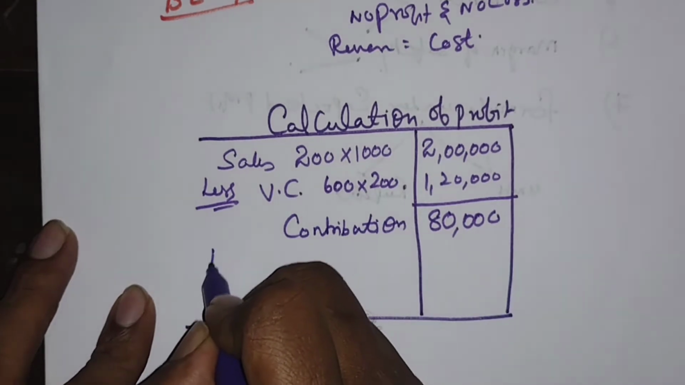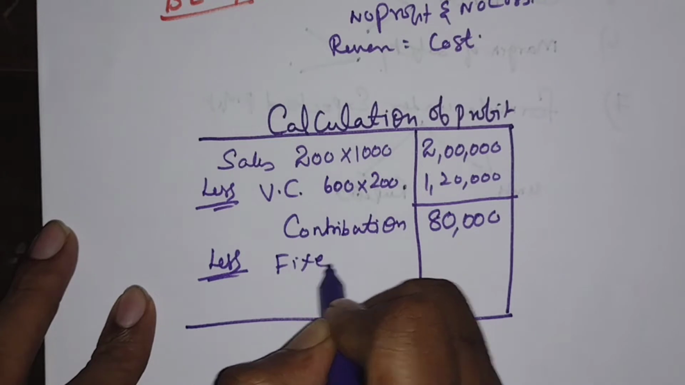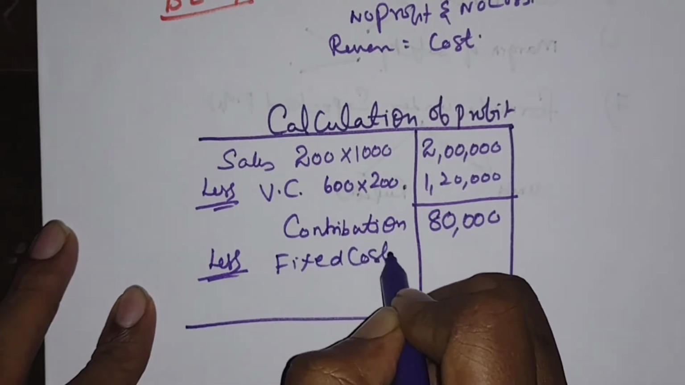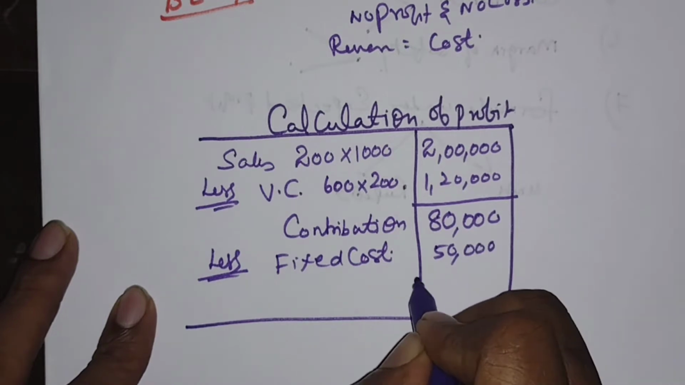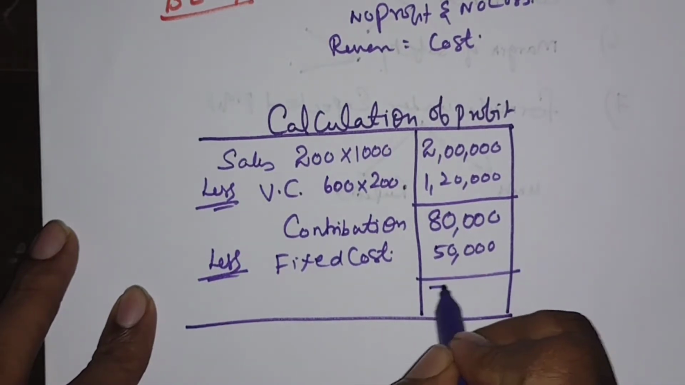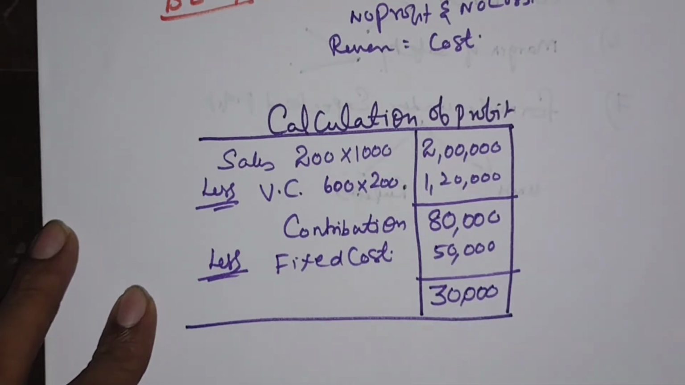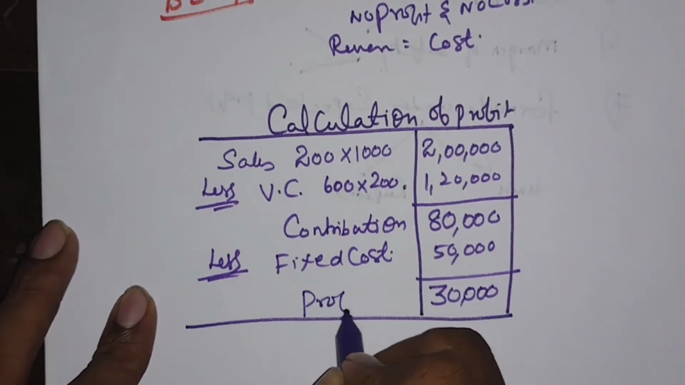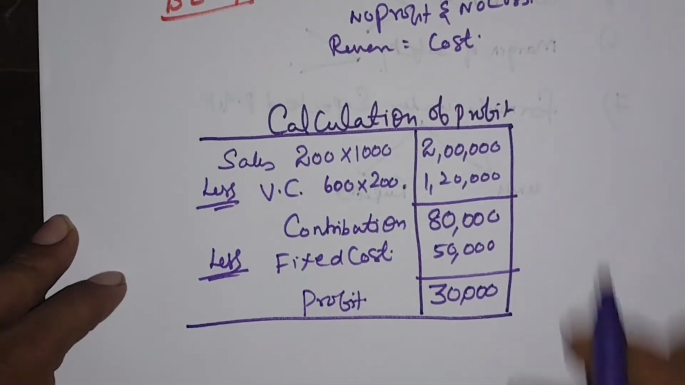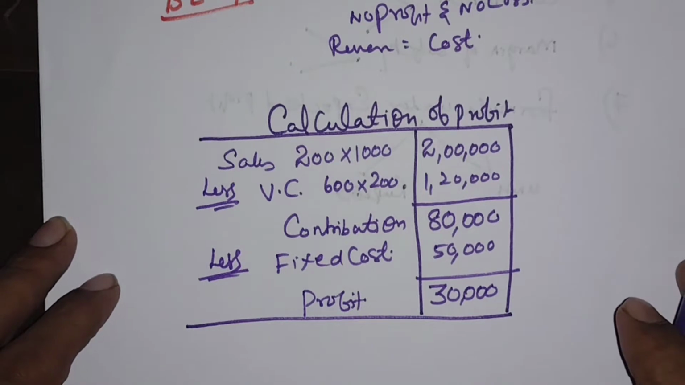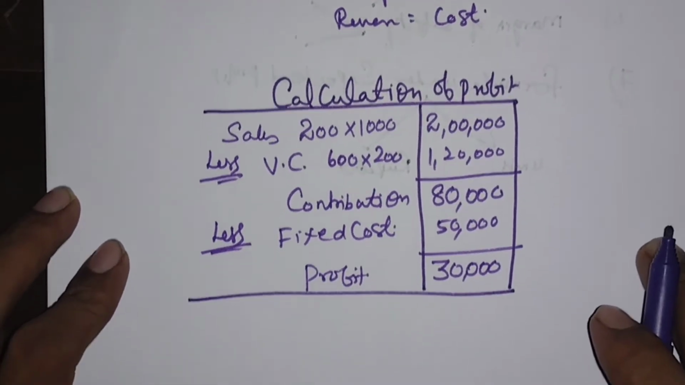From that contribution, less fixed cost rupees 50,000, and the remaining balance I get is 30,000. It is called profit. One small calculation I have given. Based on this small calculation, let us discuss the various formulas.